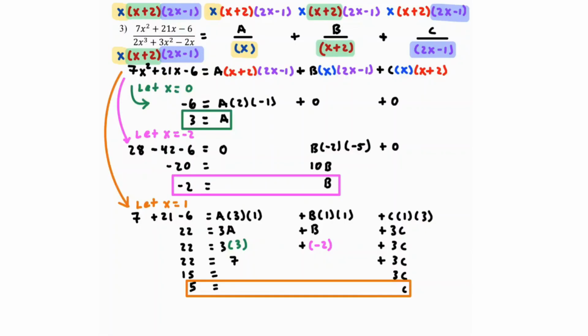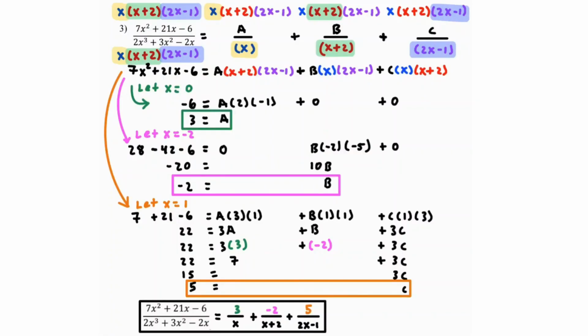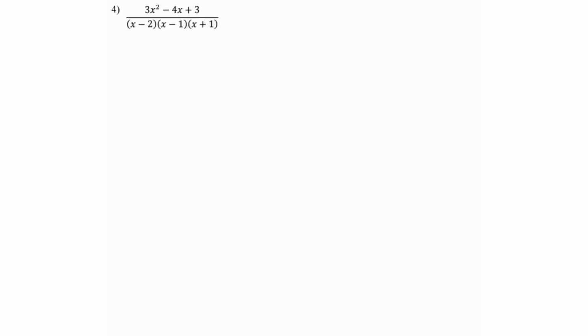Alright, since we have a, b, and c, let's write our partial fraction decomposition. So 7x squared plus 21x minus 6 over 2x cubed plus 3x squared minus 2x is equal to a over x plus b over x plus 2 plus c over 2x minus 1, where a is 3, b is negative 2, and c is 5. So that's our partial fraction decomposition for this problem.